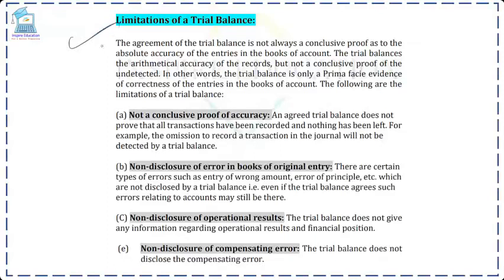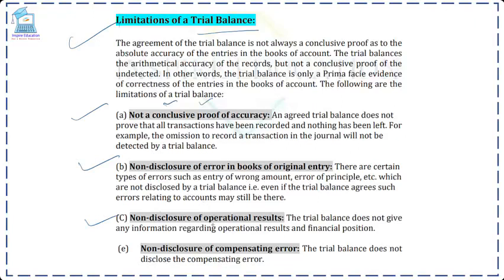Next, limitations. Limitations are the purposes which are not served by the trial balance. So here it is given, not a conclusive proof, as already discussed. It is not a conclusive proof. But the purpose of preparing a trial balance is also not to ensure conclusive accuracy, right? It is just a statement of all the debits and credits in a summarized form. So definitely it will not guarantee. Non-disclosure of errors in the books of original entry. So it will not disclose the errors. Non-disclosure of operational results.